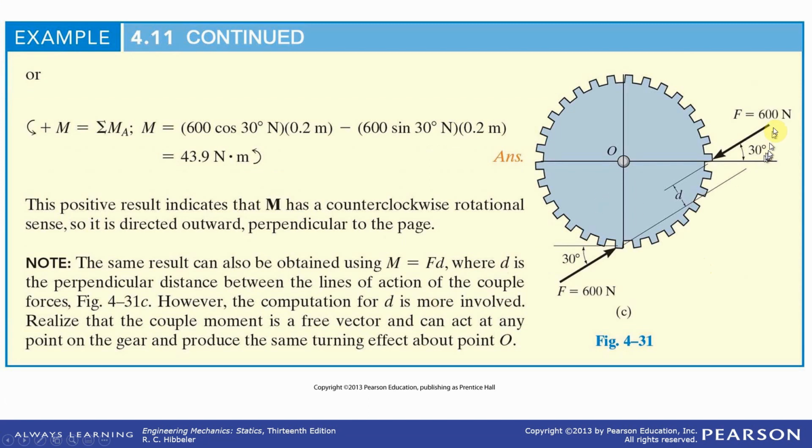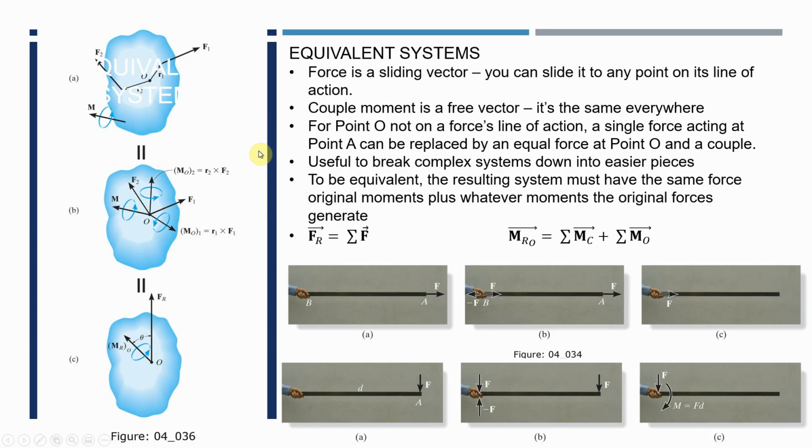Now you could do it this way. I don't know if I really want to mess with that. Let's see. How would you calculate D, the perpendicular distance? It's messy. In other words, this makes it easy. Okay, let's go on.